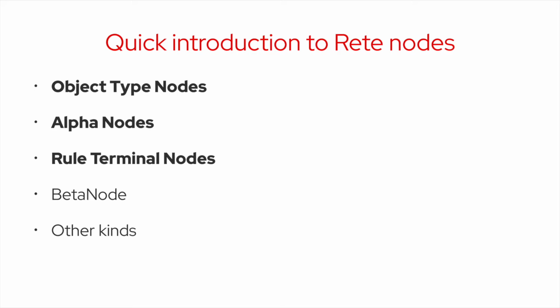The Alpha Network Compiler is an optimization that is effective when the Rete is assimilable to a pure alpha network only, which is a shortcut to say it's a Rete consisting only of object type nodes, alpha nodes, and rule terminal nodes. In this article, for the sake of simplicity, there won't be any references to other kinds of nodes.